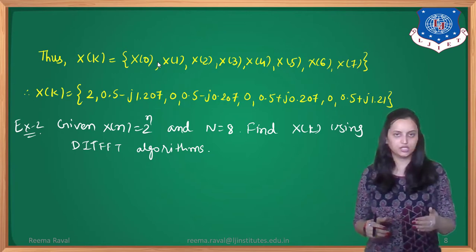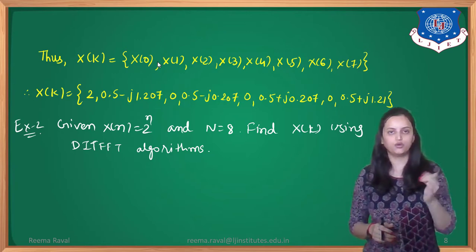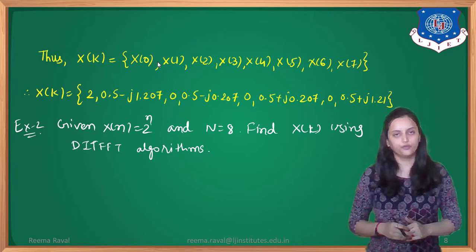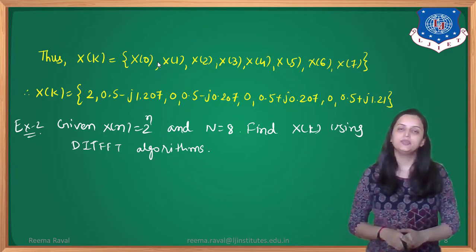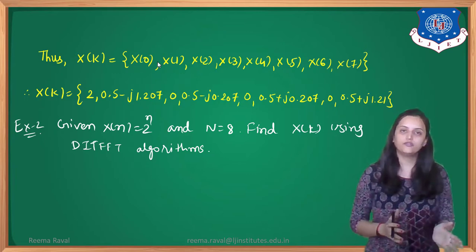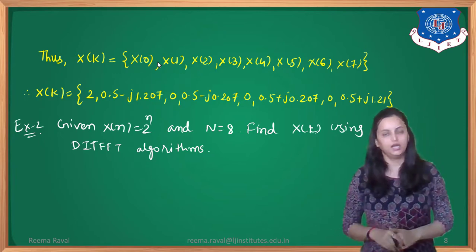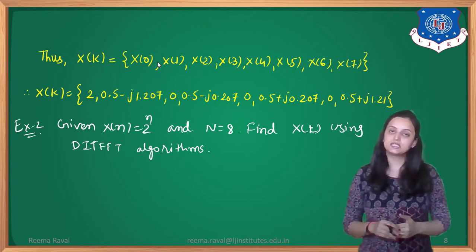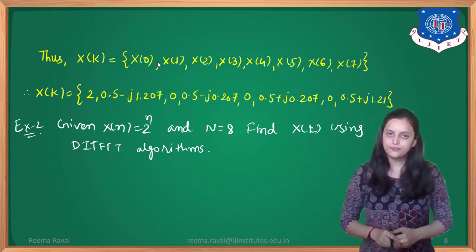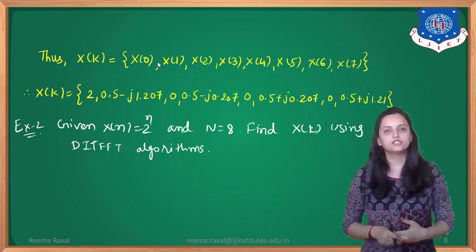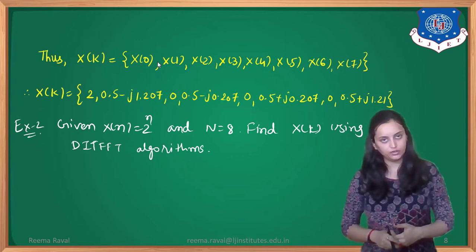If we place n equals 0, we will get the first value, 2 raised to 0, which is 1, then 2 raised to 2, which is 4, 2 raised to 3, which is 8. Likewise for n equals 7. By placing these, we will get the 8 values of x of n. And after that, the procedure will remain the same as what we have done for the previous example. Okay? So I hope that the examples of the DIT FFT structure are clear to you now.